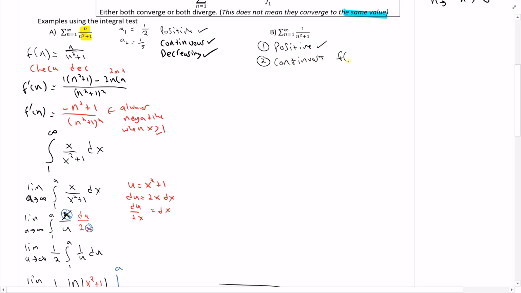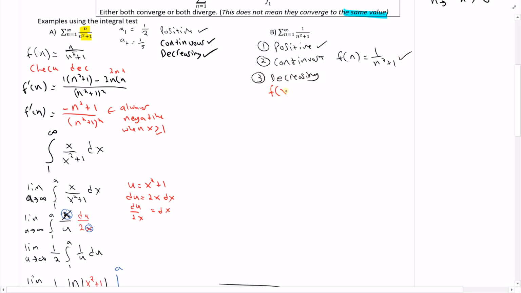Remember, we're going to define f of n as 1 over n squared plus 1. Continuous, is there any way to make the denominator 0? Well, it's the same denominator as before, so no, you can't make the denominator 0. So good, it's continuous. 3, decreasing, which again, to check decreasing, we're going to need to take the derivative.